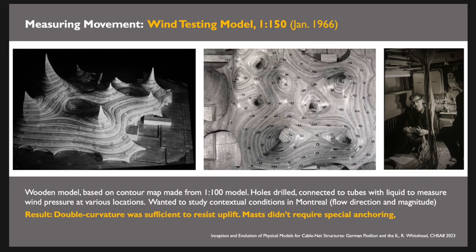All right, what'd they find out? Double curvature was good. It could resist uplift. The masts, luckily, didn't require any special anchoring because at that point the masts were already under construction and the foundations were basically being poured. The main data from this wasn't actually done in time to incorporate anything specific into the final project.